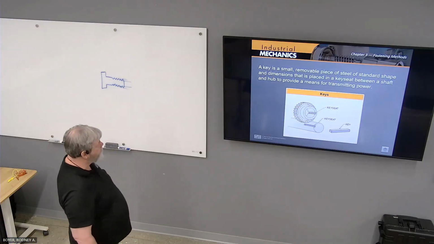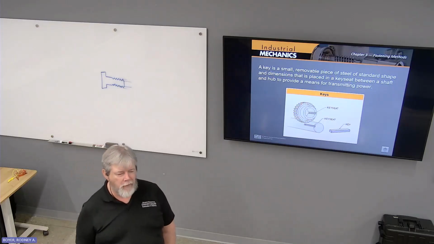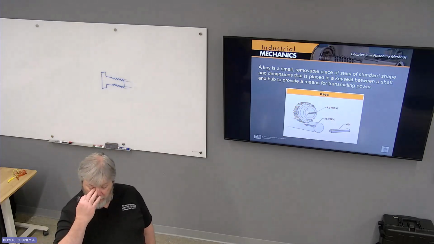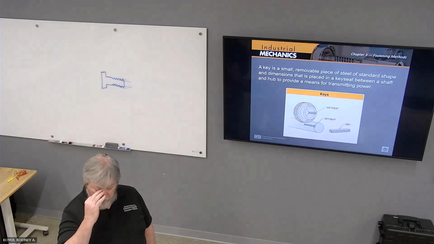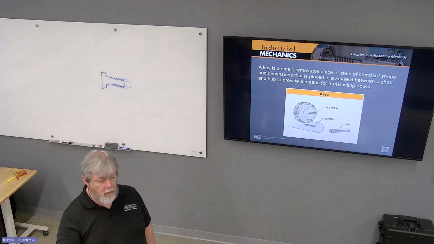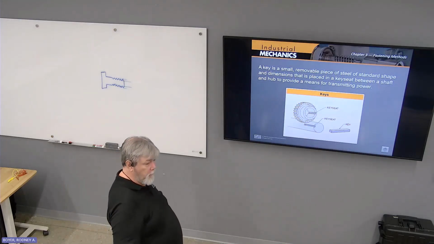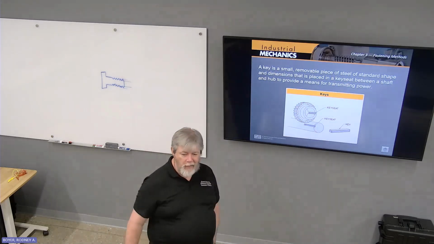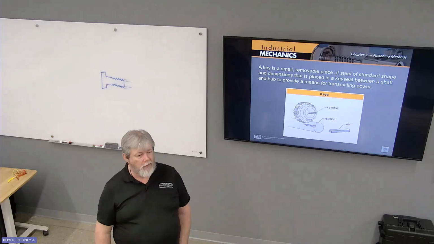Keyway. A key is just a small piece of metal that is designed to be inserted into a gear and shaft, primarily to prevent the gear from spinning on the shaft. You have the square ones like that. You have a Woodruff, which is the half moon style.